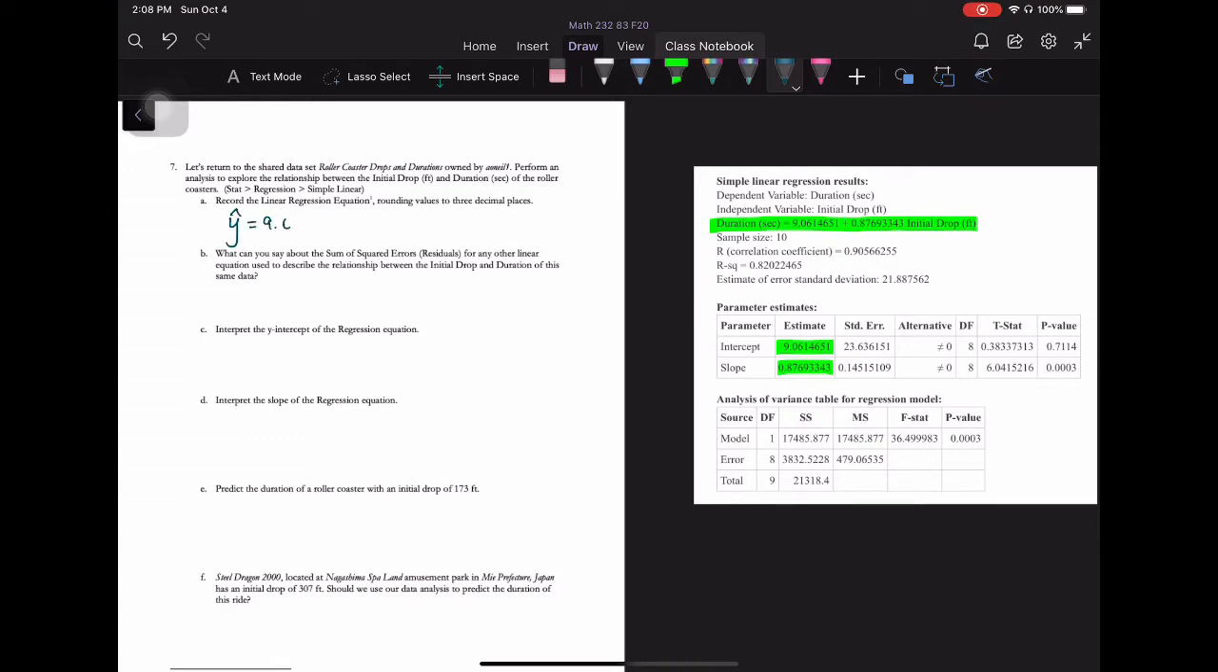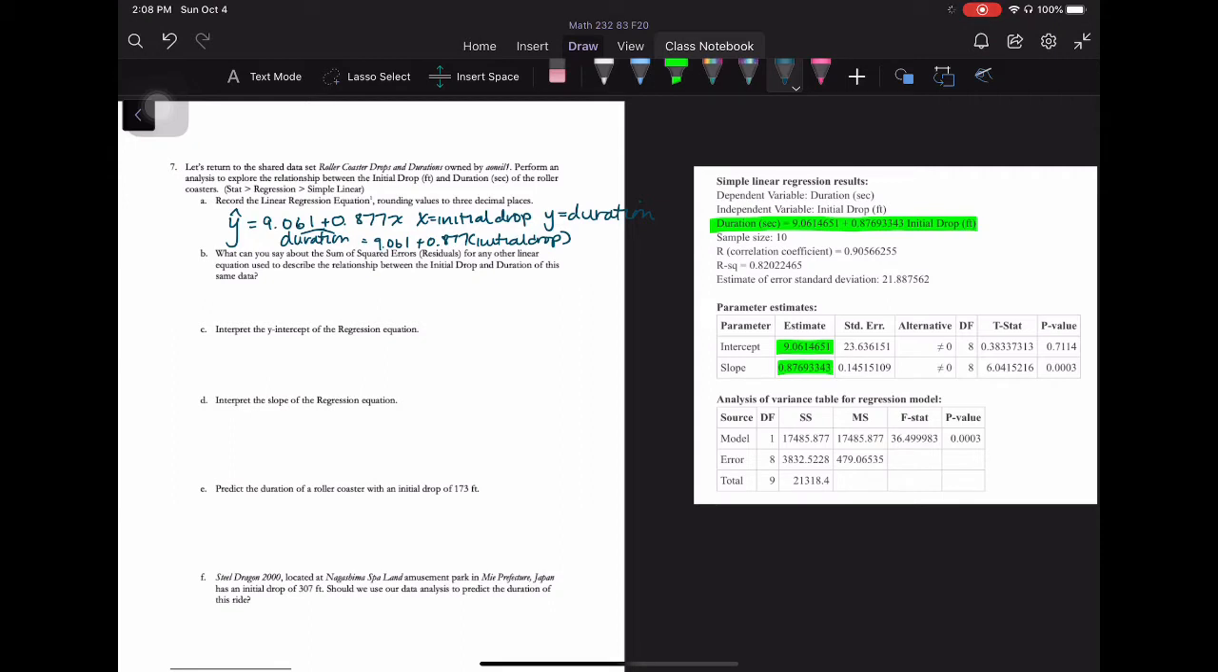That's equal to 9.061 plus 0.877x, where x is my initial drop and y is my duration. You could also write duration hat is equal to 9.061 plus 0.877 initial drop, where you actually plug in the variable names rather than using x and y.